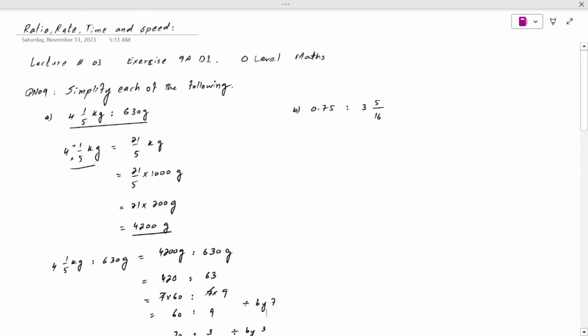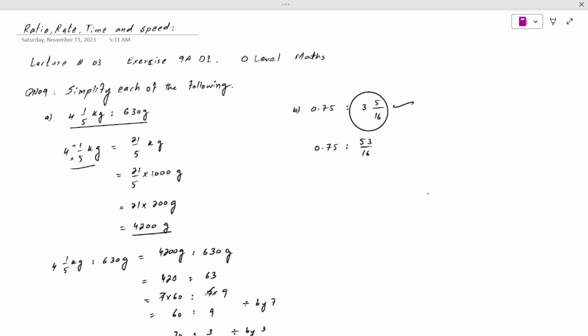Now let us solve part B of this question. Part B is 0.75 ratio 3 and 5 over 16. So let us simplify it. First we convert this mixed fraction into an improper fraction: 16 threes are 48 plus 5, 53 over 16. We can write it as 53 over 16.